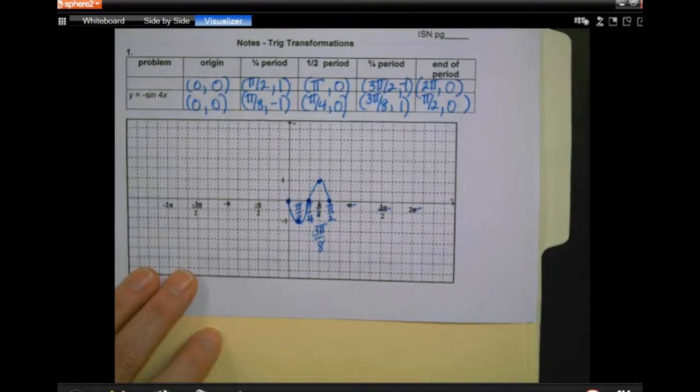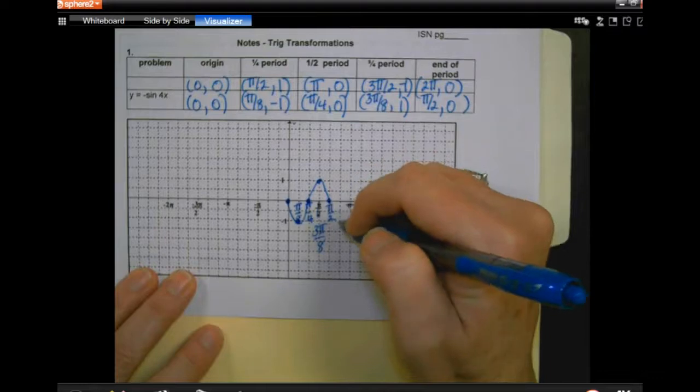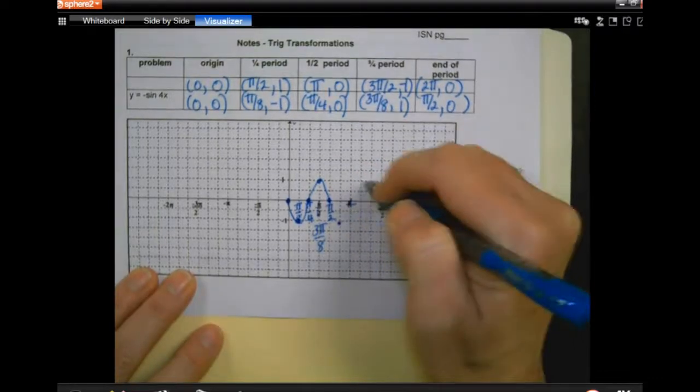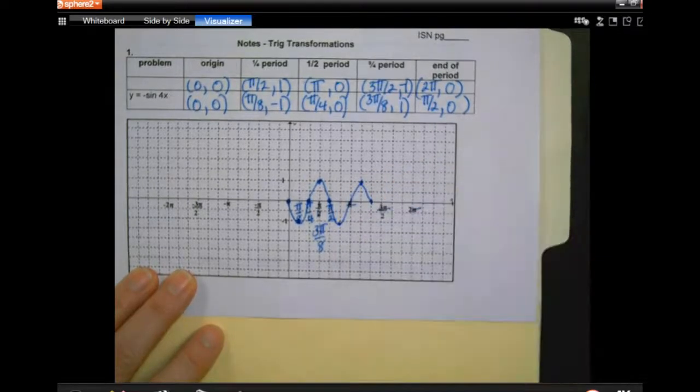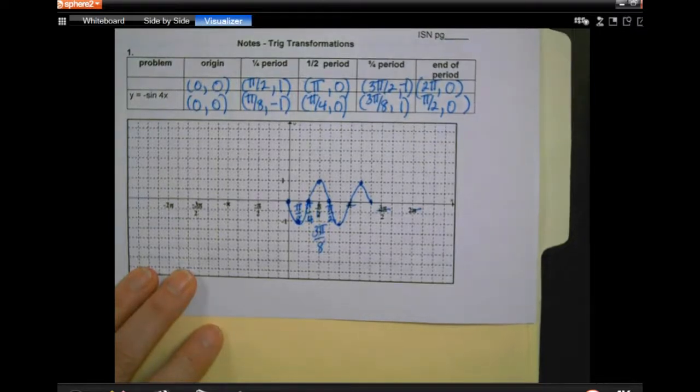So what's the period of that function? Pi over 2. That's how far we went. Pi over 2. So that's the period. So if I wanted to say add another period on here, do I have to go through this all over again? Can't you just follow the pattern? Down, up, up. And does that work going backwards as well? It does. So you only have to do it one time.